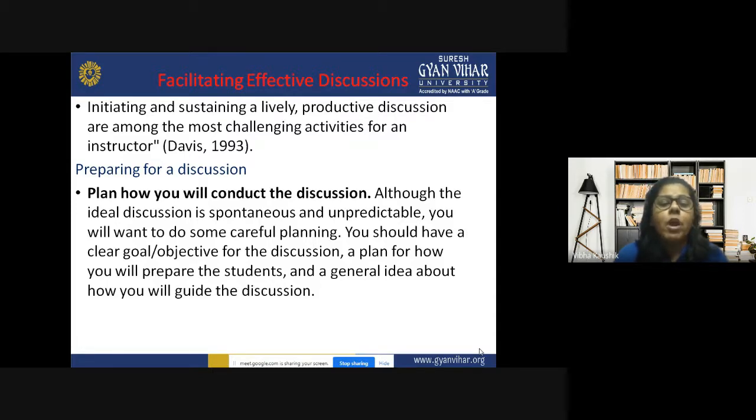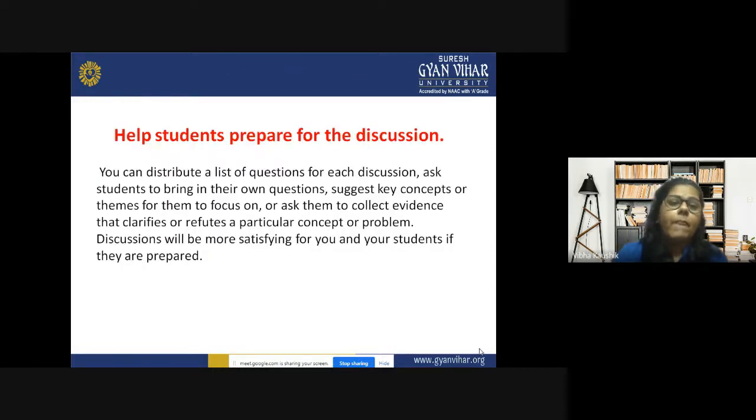A plan for how you will prepare the students for the particular discussion, and a general idea about how you will guide and facilitate the discussion. Help students prepare for the discussion, so that they can prepare themselves for it. You can distribute a list of questions for each discussion.